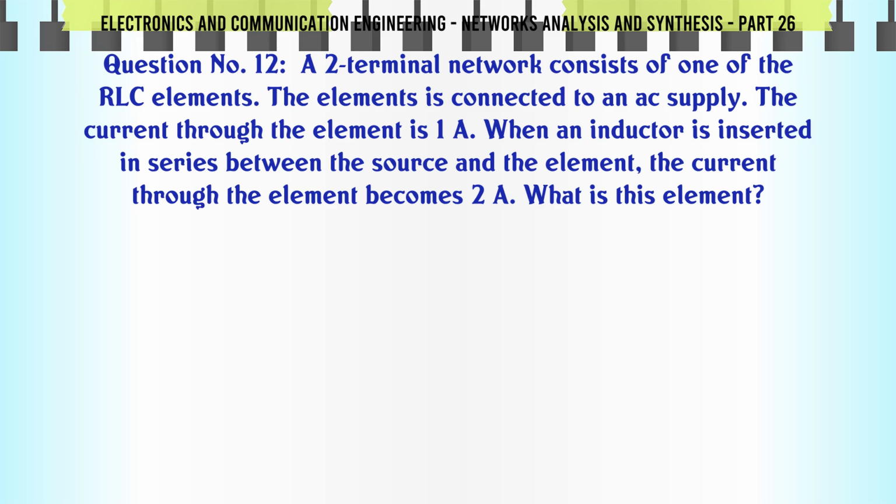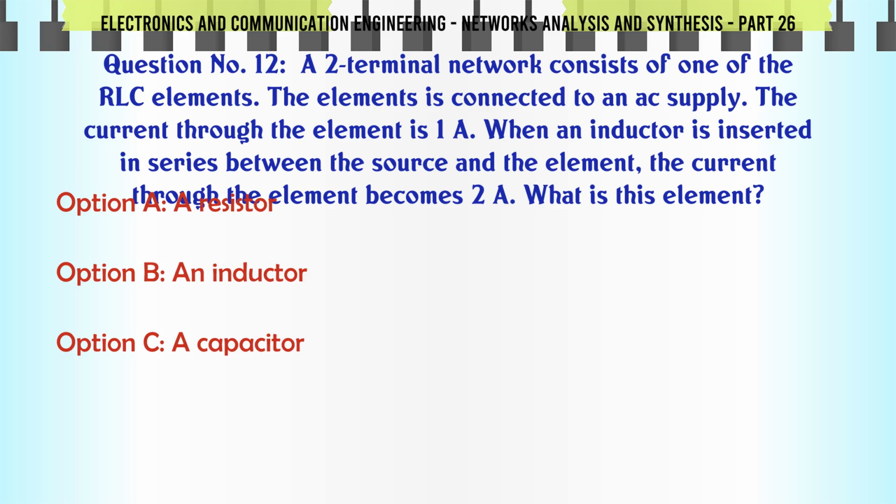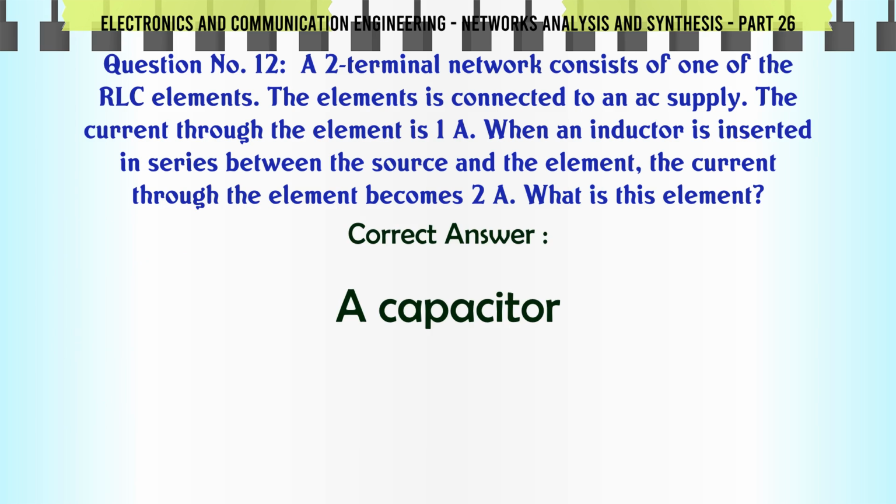A two-terminal network consists of one of the RLC elements. The element is connected to an AC supply. The current through the element is 1A. When an inductor is inserted in series between the source and the element, the current through the element becomes 2A. What is this element? A, a resistor; B, an inductor; C, a capacitor; D, cannot be a single element. The correct answer is a capacitor.